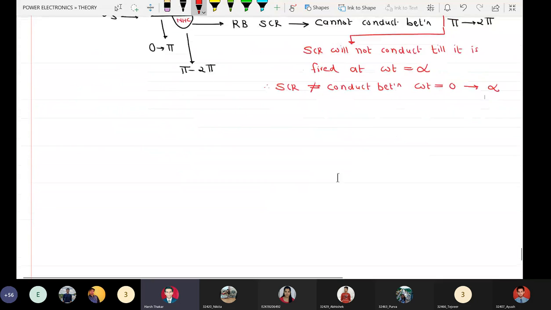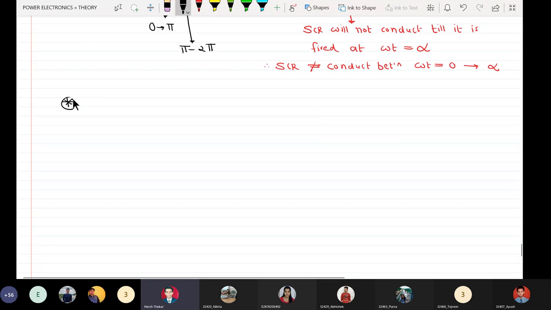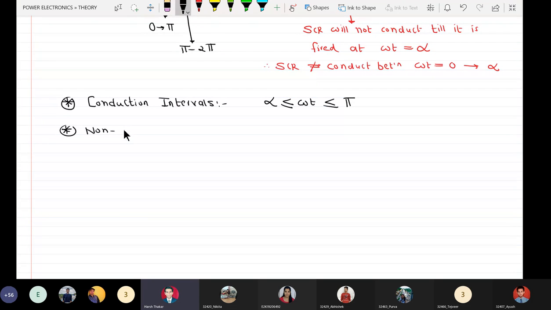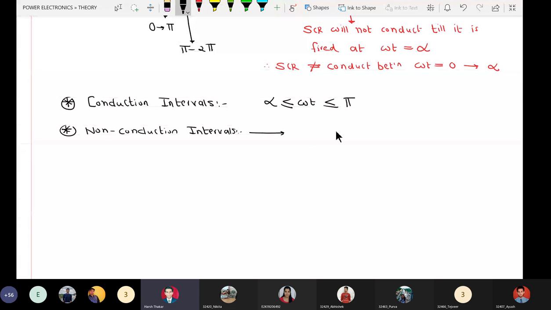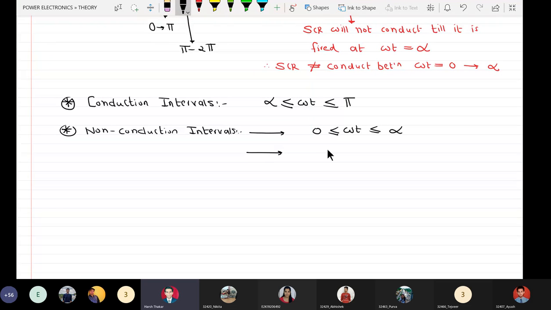So we can say the conduction interval in this circuit is omega t greater than or equal to alpha, less than or equal to pi, and the non-conduction or blocking intervals are two. The first non-conduction interval is omega t greater than or equal to 0, less than or equal to alpha, and the second non-conduction or blocking interval is omega t greater than or equal to pi, less than or equal to 2 pi. So the entire negative half cycle will be blocking.